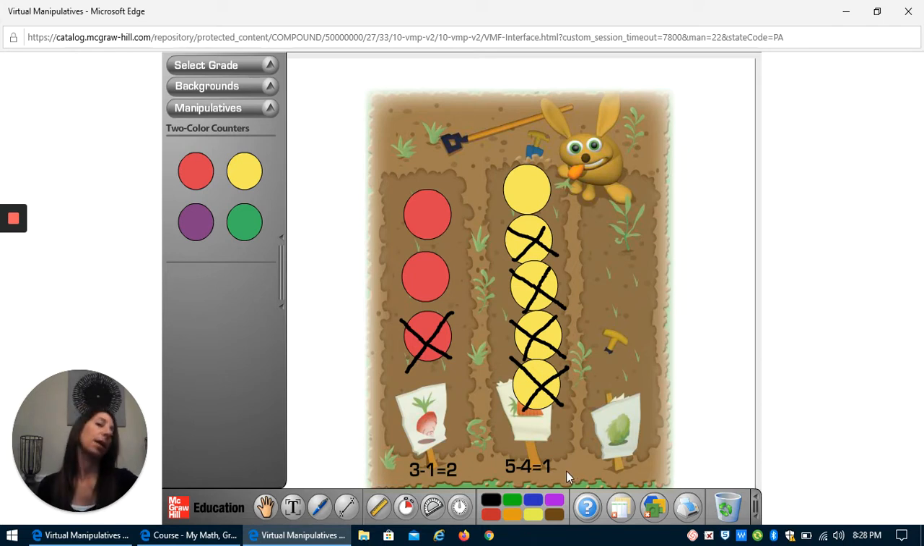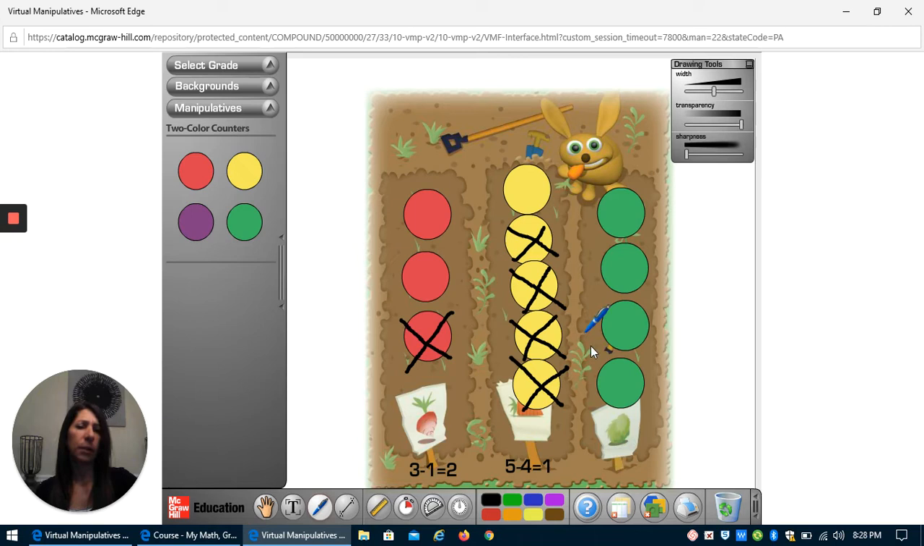All right, let's do one more. And right here, it looks like we have some lettuce. So let's use our green circles over here. Let's do 4. Ready? 1, 2, 3, 4. So the bunny planted 4 heads of lettuce.